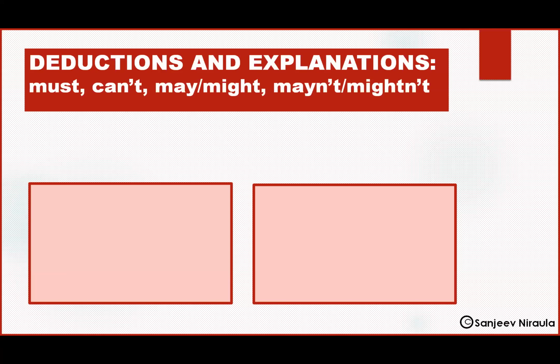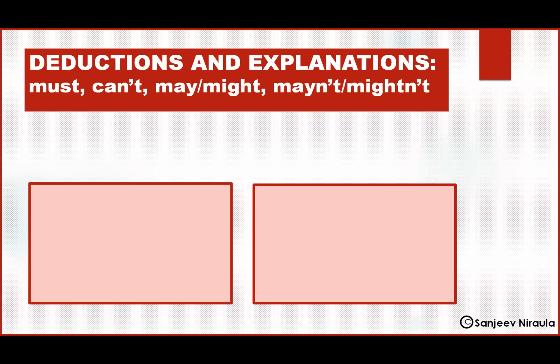And some of these modal verbs show more or less certainty. For instance, must and can't deal with more certainty, whereas the modal verbs may not or might not deal with less certainty, or let's say they express probability. In this video, at first, we are going to learn how to rewrite the sentences using these modal verbs.